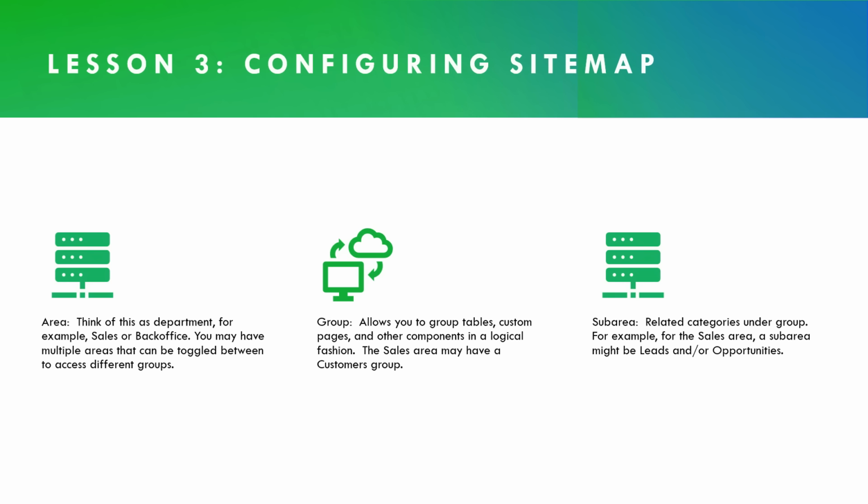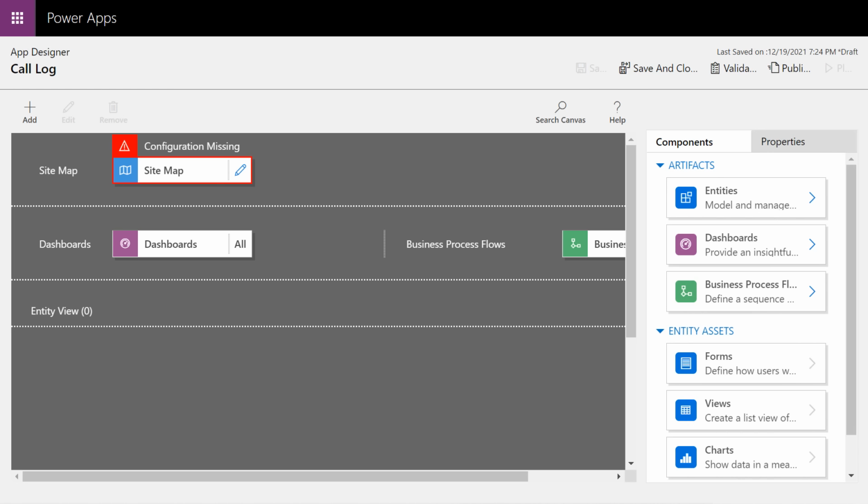The last component for configuring your sitemap is the sub area. So these would be related categories under group. For example, for a sales area, a sub area might be leads and/or opportunities. We're going to access Dataverse tables for our sub area. So when you're configuring your sitemap, you're basically telling the app which tables to pull from the Dataverse.